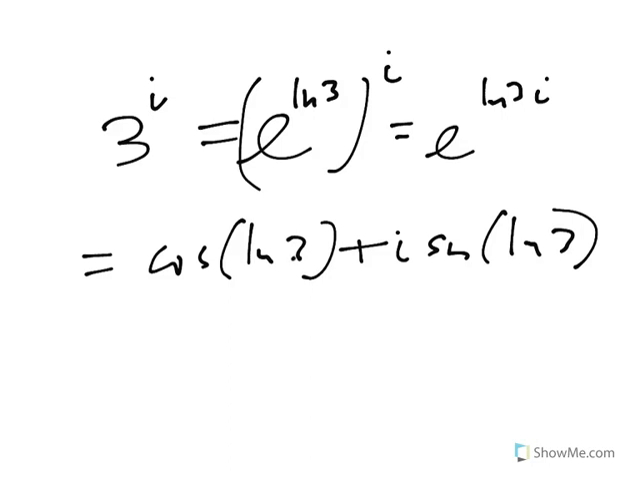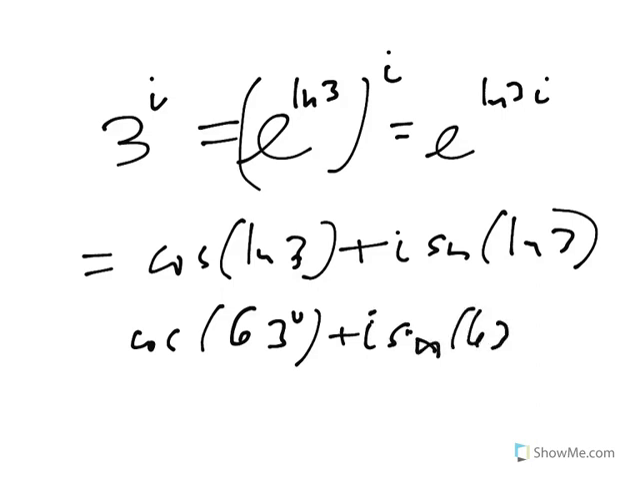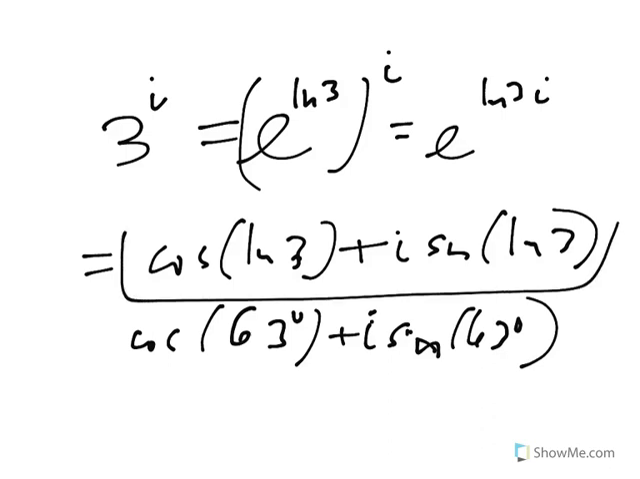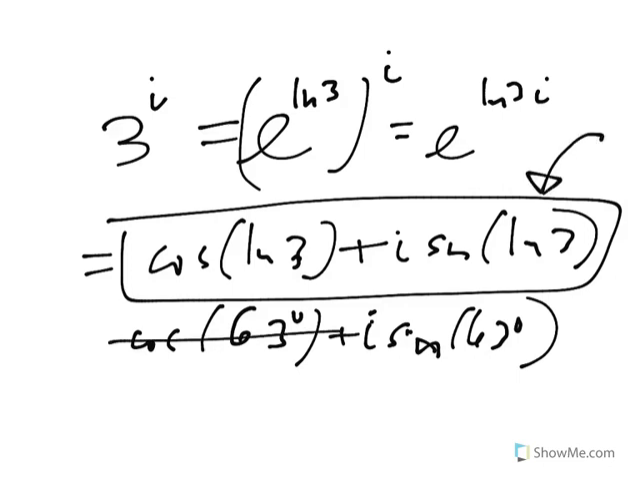Well, ln3 in radians apparently is about 63 degrees. And that's why in the warm-up we saw that happen. We could just leave it like this, assuming radians, but if you wanted to change it into degrees, you could actually just type it into the calculator here also and get the answer. Let's do that, and you'll get 0.45 plus 0.89i. Make sure your calculator is in radian mode.